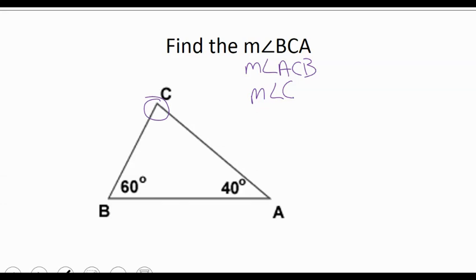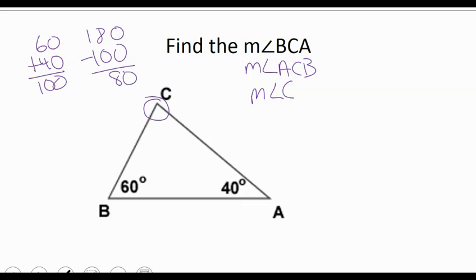To do that, I'm going to add up the two angles I know. 60 plus 40 is 100. And then since I know all three angles add up to 180, I'm going to do 180 minus 100 and figure out that missing angle is 80 degrees. So angle BCA is 80 degrees.